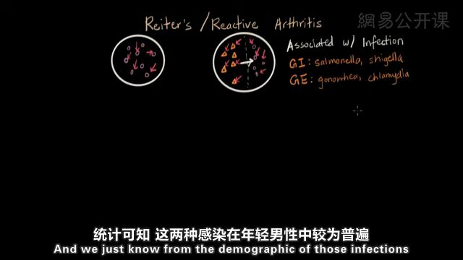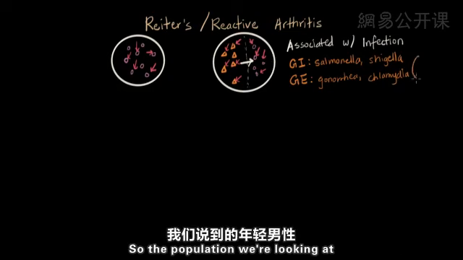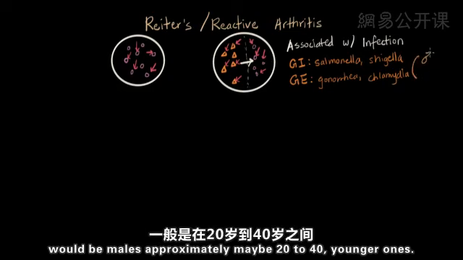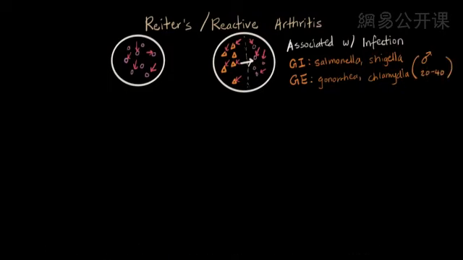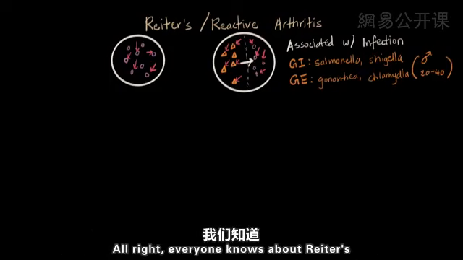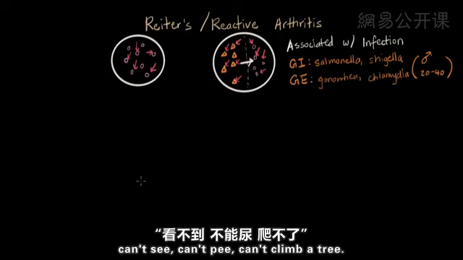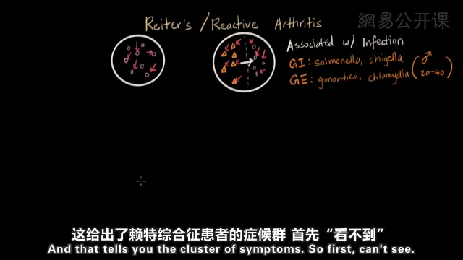We know from the demographic of those infections that they're more common in younger men, and so is Reiter's. So the population we're looking at would be males, approximately 20 to 40, the younger ones. Of course, anyone could get it, but this population gets it most often. Everyone knows about Reiter's from this neat little phrase: can't see, can't pee, can't climb a tree. And that tells you the cluster of symptoms.